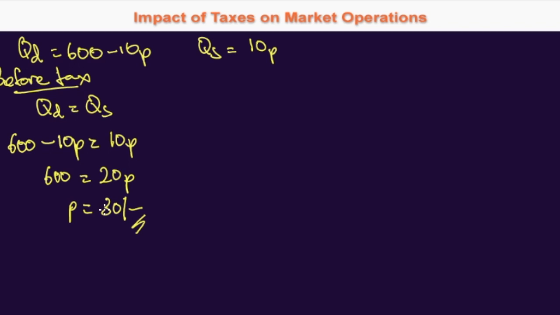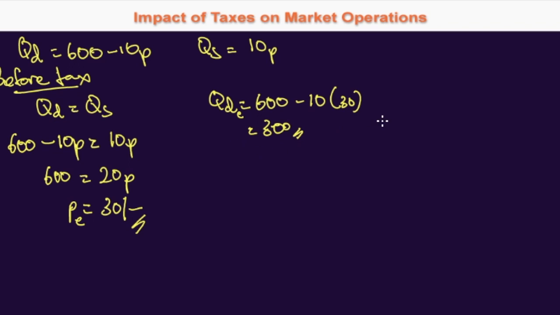So if we substitute this 30 into any of these equations, let's put it as quantity demanded, quantity demanded would be 600 minus 10 into 30. So that would give you 300. So 600 minus 300 would be 300. So at equilibrium, you will find that the price would be 30 rupees and quantity demanded would be 300 units.